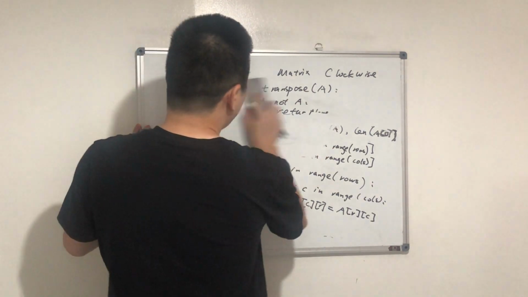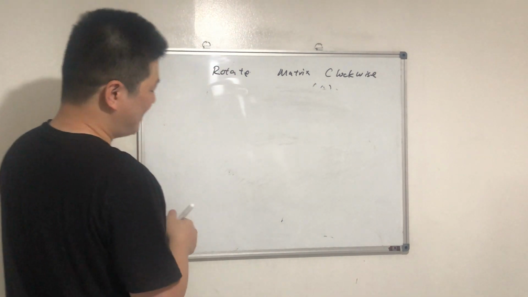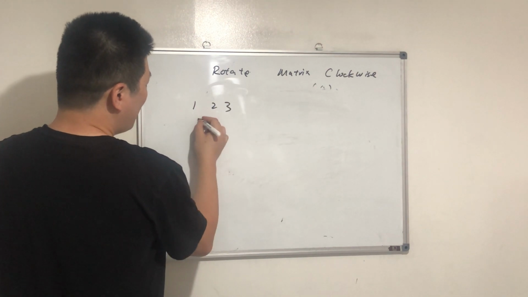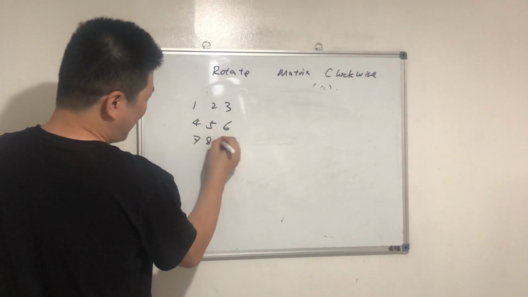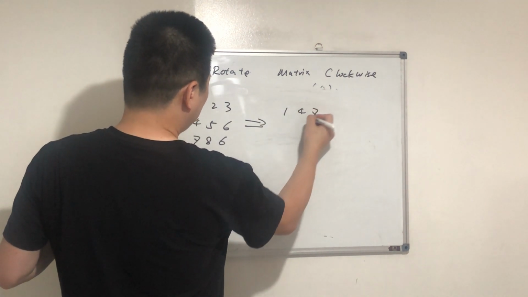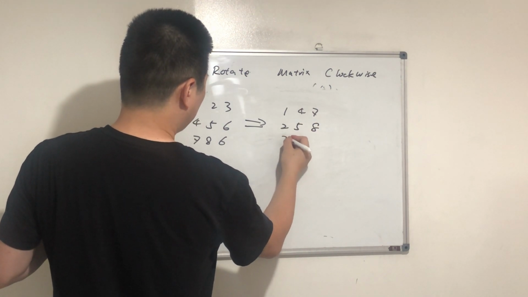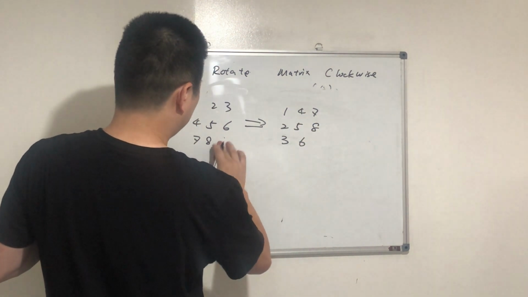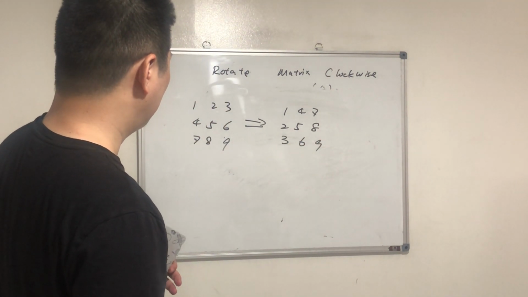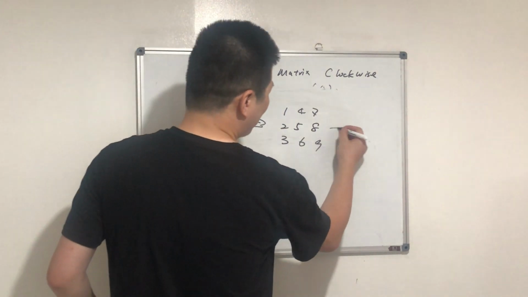Now, if we know this transposing and we want to rotate it, we can combine the transpose. The first step, like 1, 2, 3, 4, 5, 6, 7, 8, 9. When I transpose, it will be 1, 4, 7, then 2, 5, 8, and 3, 6, 9. Okay? So now this is the transpose, and then how can we make it here?